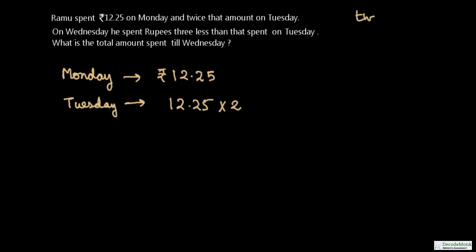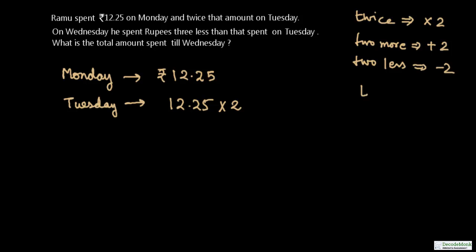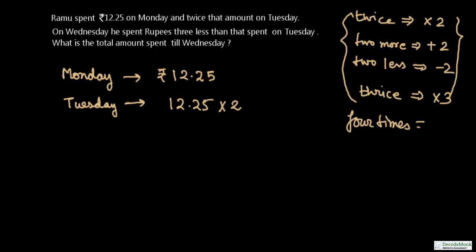So I hope by now you should be knowing twice means multiply by 2. 2 more means add 2. 2 less means minus 2. Similarly, thrice means multiplied by 3. Such terms are very common and you should be able to understand this to solve questions like 4 times equal to multiplied by 4. So these are the terms you should know, to solve questions in Olympiads.